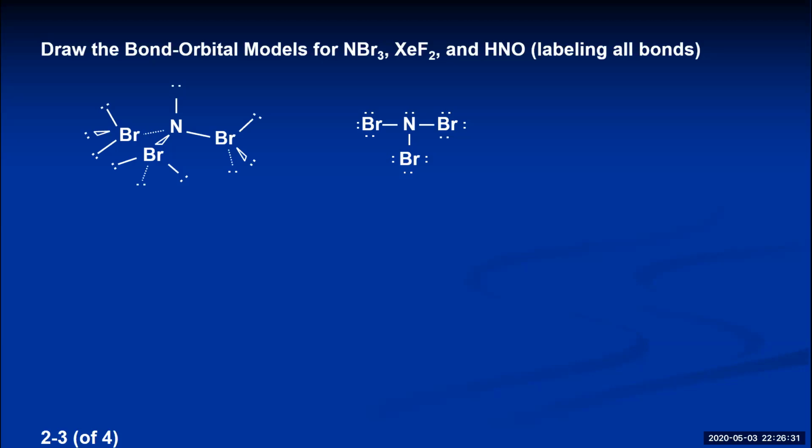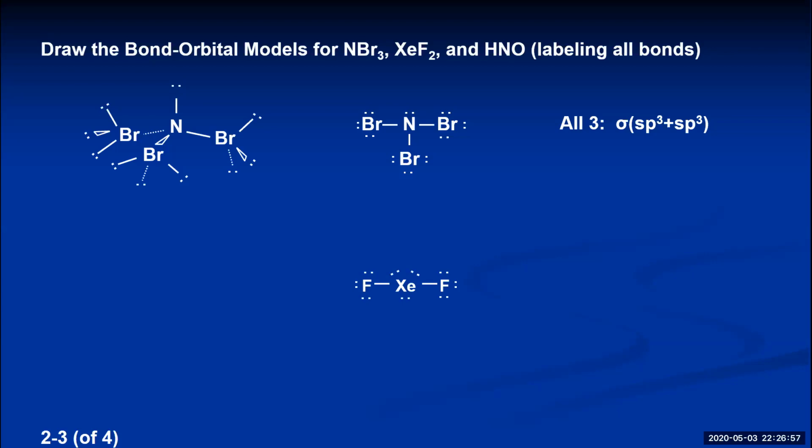Now there are 3 bonds in the molecule, and those bonds are an overlap of an sp3 orbital from the nitrogen with an sp3 orbital from a bromine. Those sp3 orbitals point directly at each other, which makes them have perfect symmetry around the internuclear axis, so we call them sigma bonds. And so each bond, all 3 bonds in this molecule, would be called sigma sp3 plus sp3.